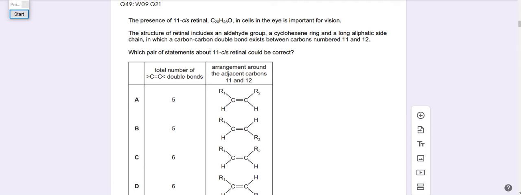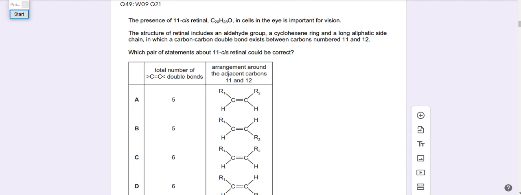Chapter 15, question 49. 11-cis retinol is a molecule with the molecular formula C20H28O. The structure of this 11-cis retinol includes an aldehyde group, a cyclohexene ring, and a long aliphatic side chain. There is a carbon-carbon double bond between the carbons numbered 11 and 12. Then they're asking which statement about 11-cis retinol could be correct.